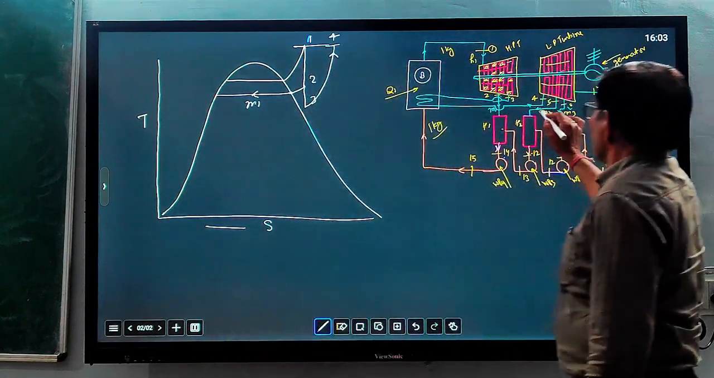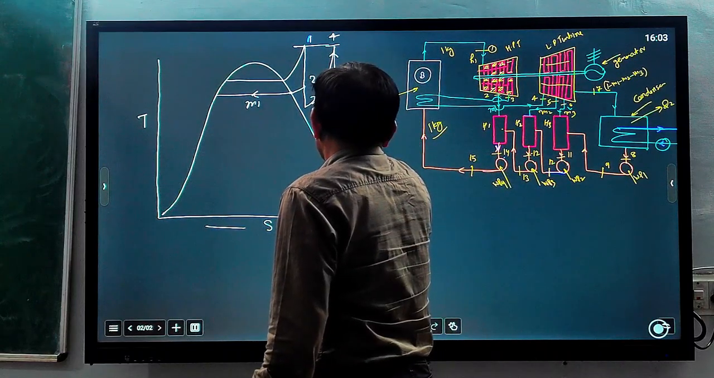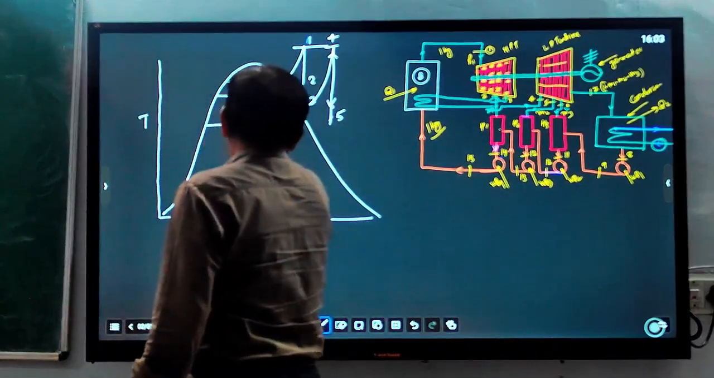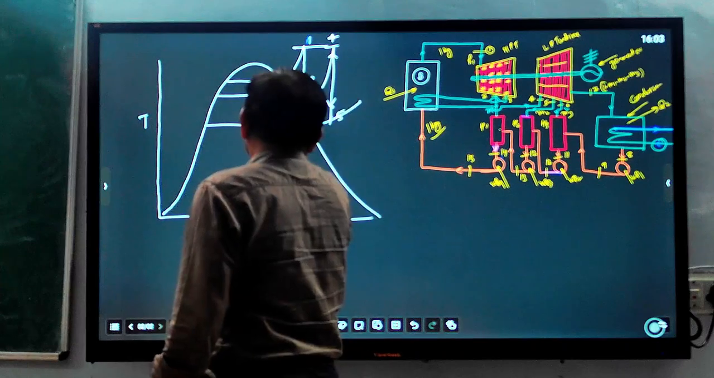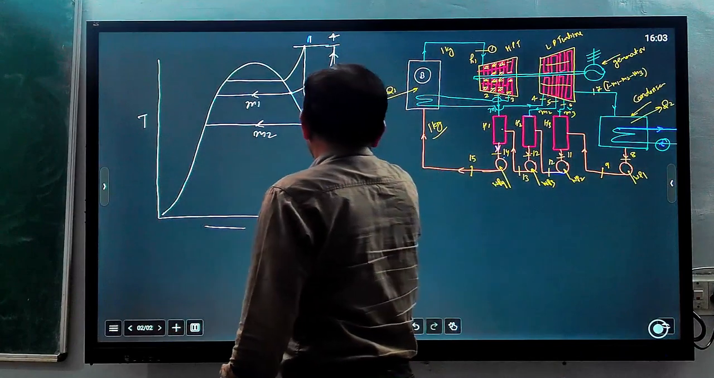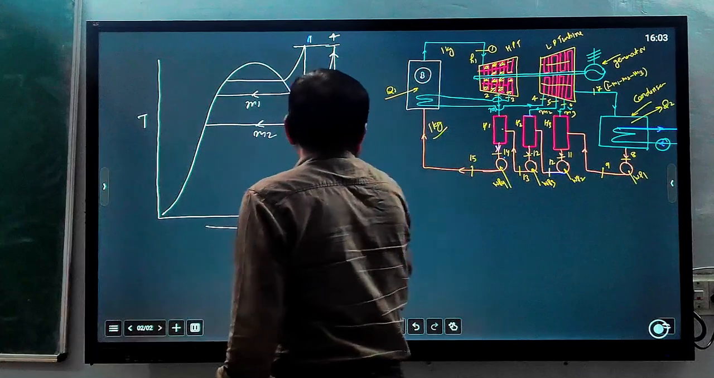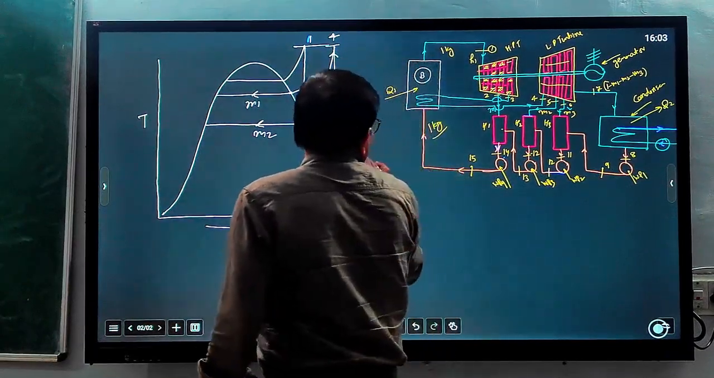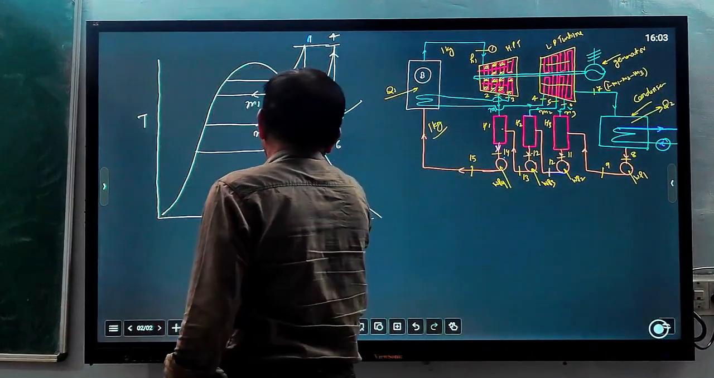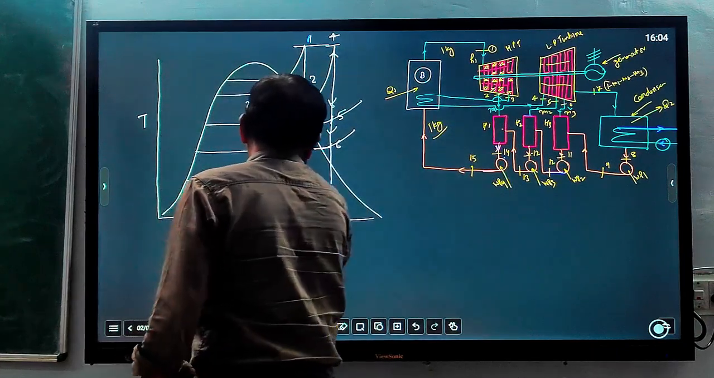And from 4 to 5 it will expand. At 5, M2 quantity is taken to the regenerator, and from 5 to 6 it will expand in the turbine. At 6, M3 quantity is taken to the reheater, and from 6 it will finally reach the condenser.